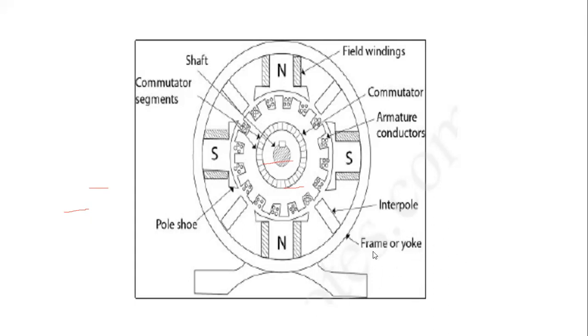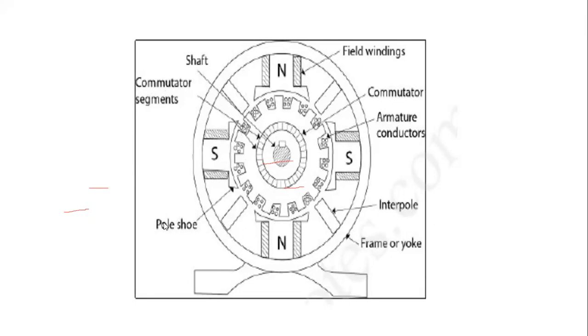First of all, the yoke. The yoke is the outermost cover of a DC machine. It is made of cast iron or cast steel. The purpose of the yoke is to protect all the inner parts.